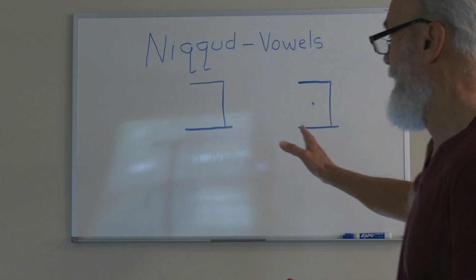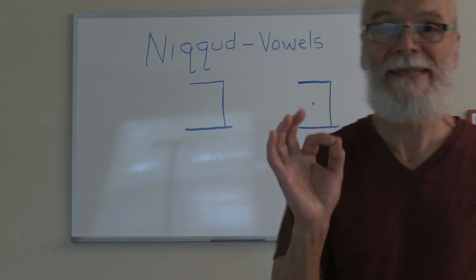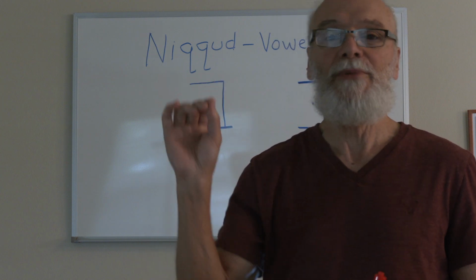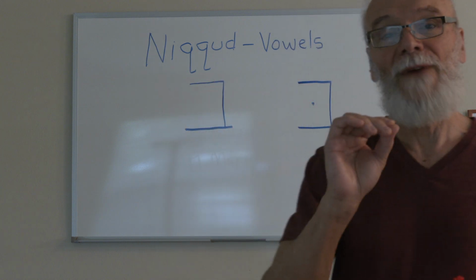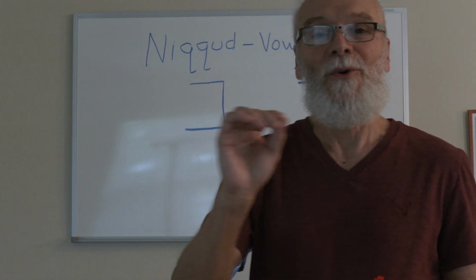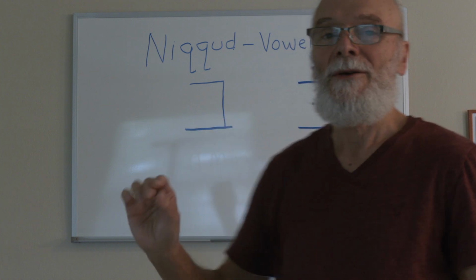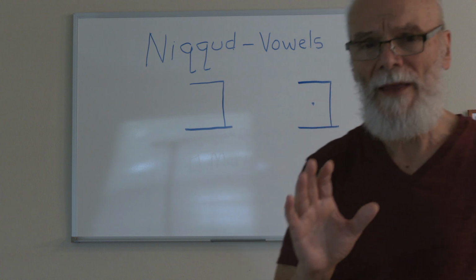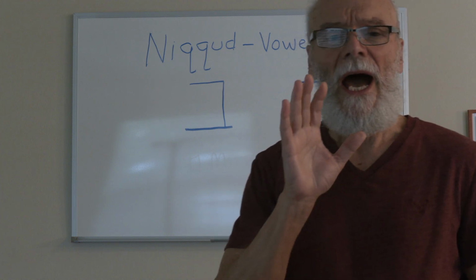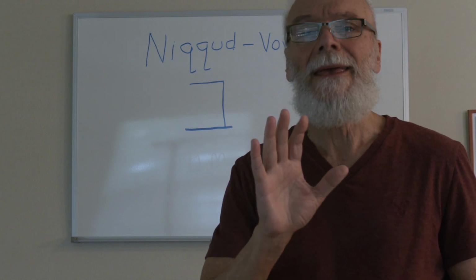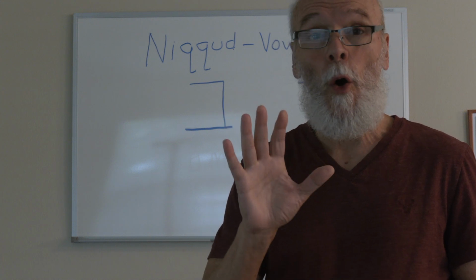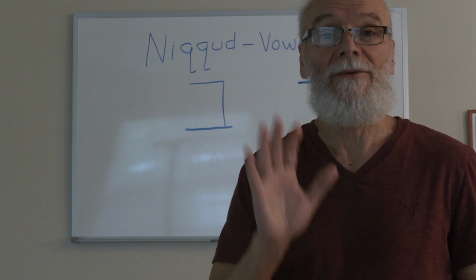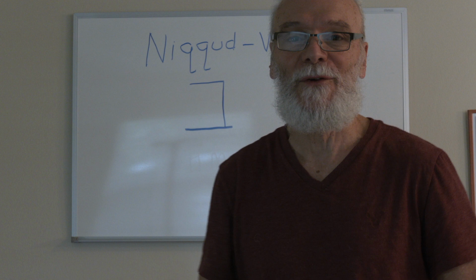I'm going to be using as an example the letter bet, and I'm going to supply the vowels, or the niqqud, so you will see what they look like and what they sound like. And they are basically the a, e, i, o, u sounds here. So let's begin with the first one.